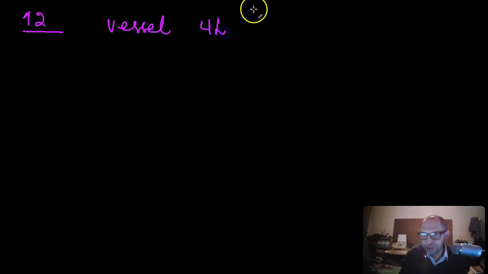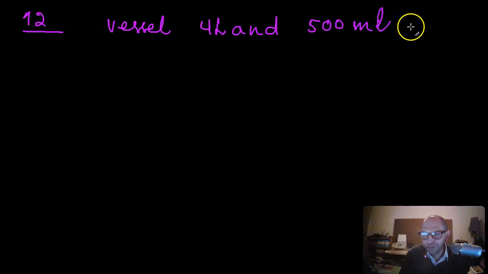Okay, so now the next question, question number 12. We have basically a vessel that has 4 liters and 500 milliliters of something, for example curd, which is essentially the same as yogurt. Yogurt in India is called curd.